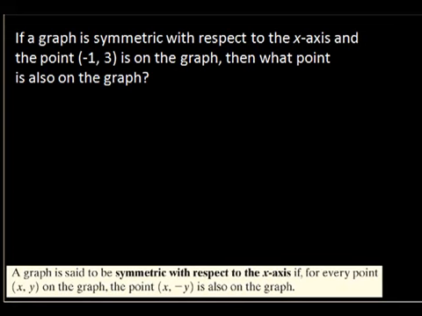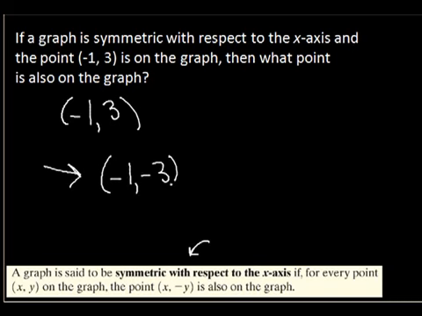So let's look at our first example. If a graph is symmetric with respect to the x-axis and the point -1, 3 is on the graph, then what point is also on the graph? So our original is -1, 3. Now remember, and I put our little note down here, basically the x stays the same, but the y changes. So what point is also on the graph? -1, -3. Because remember, it's only the y that changes.